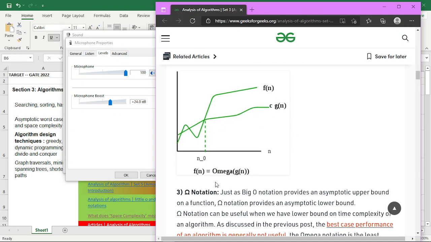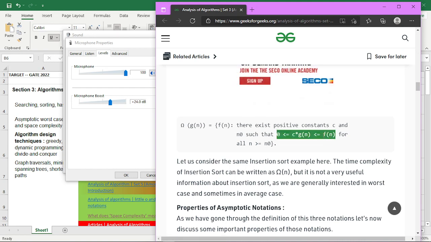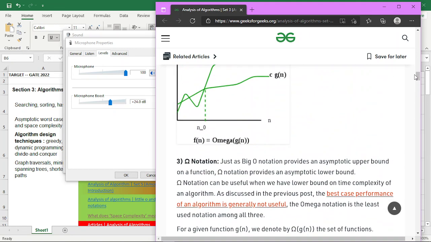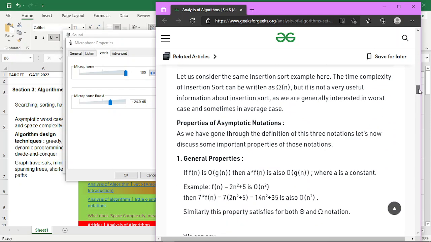Coming to the big omega notation, we define omega of g(n) such that if we multiply a constant c with g(n), it will always be less than f(n) after a certain given n0 point. We can represent it as this, where f(n) will always be greater than or equal to c of g(n), which is greater than or equal to 0, for all n greater than or equal to n0. You can map this big omega with the best case, as it always gives the lower bound of a function. So the best case will be mapped to big omega.